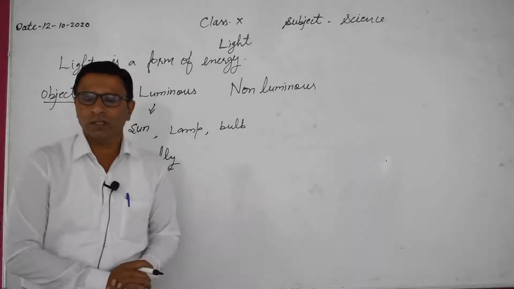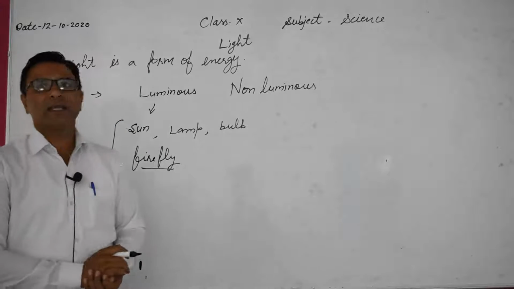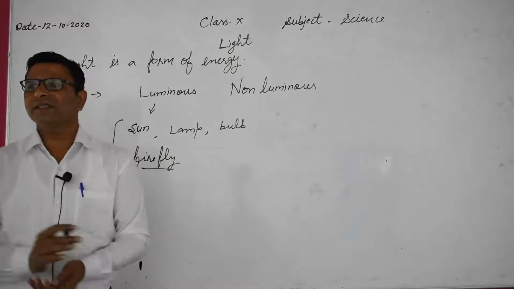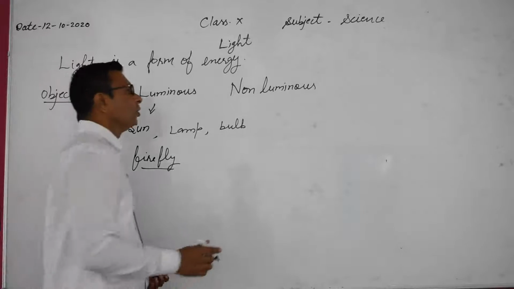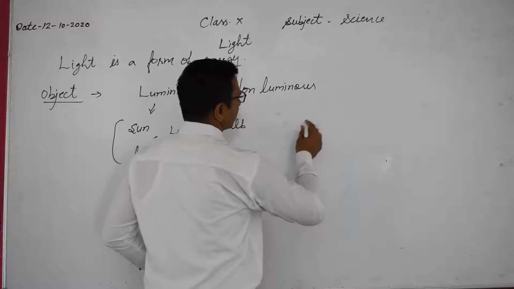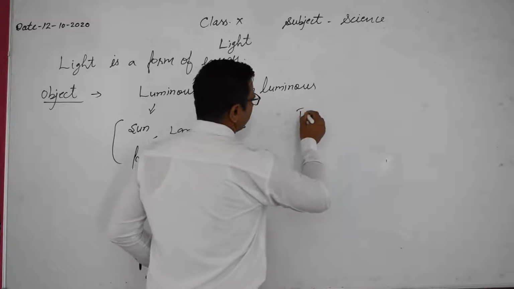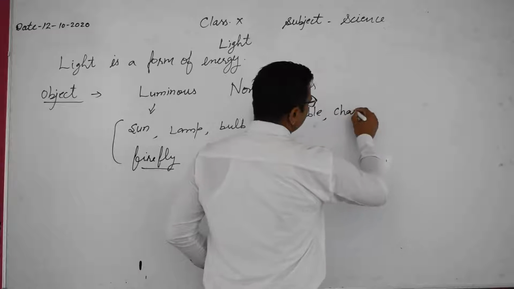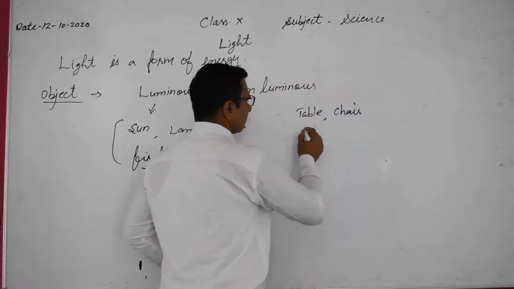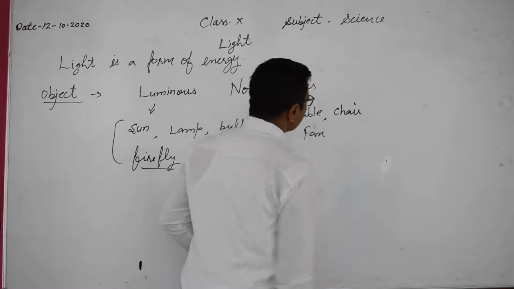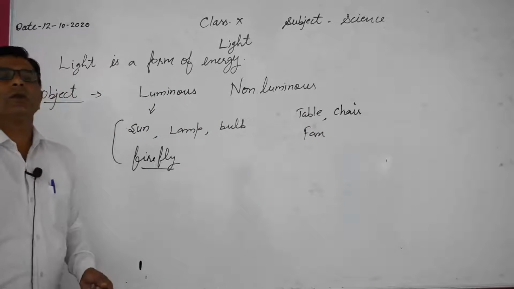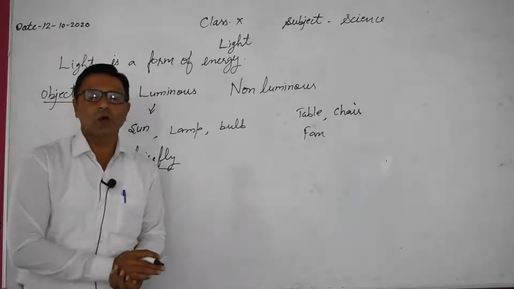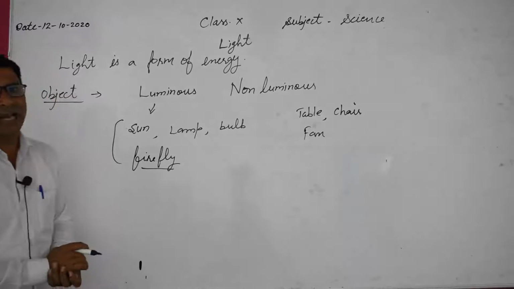And non-luminous object: everything which does not emit light, like table, fan, wall, everything which does not produce light, is called a non-luminous object. Like table, chair, fan. So these are non-luminous objects.